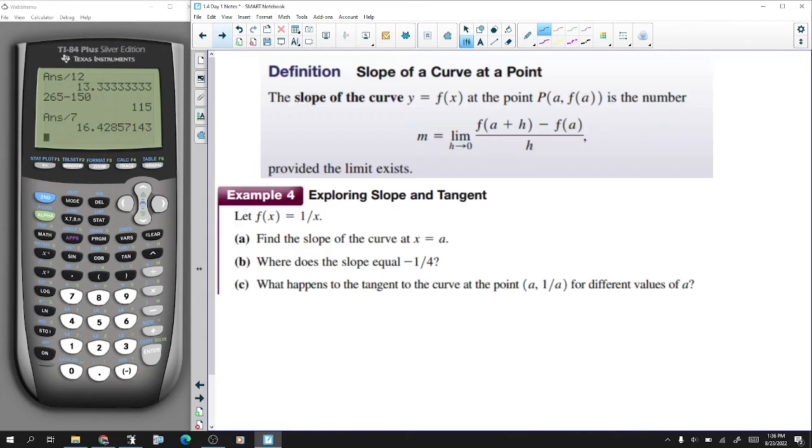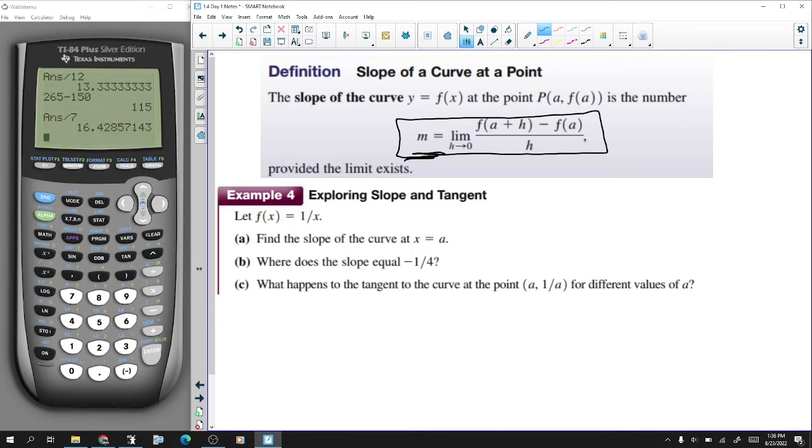Definition: the slope of a curve at a point. The slope of the curve y equals f of x at a point P, (a, f of a), is the number. This is the slope of the tangent line. And this is actually the first question on the derivative gateway quiz: give the formal definition of a slope of a tangent line.